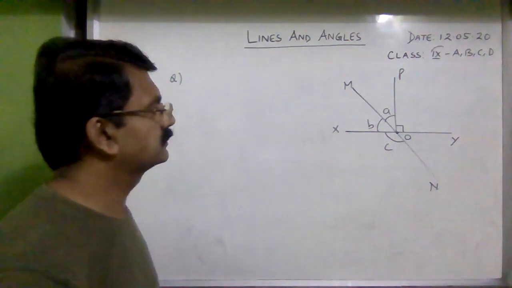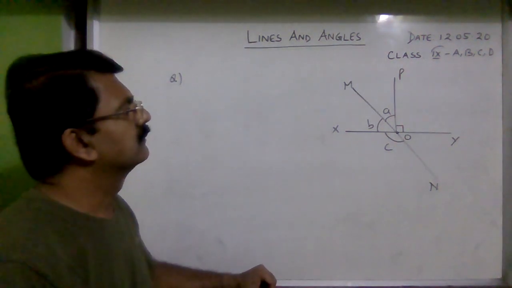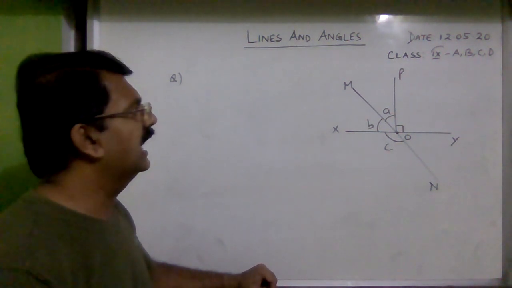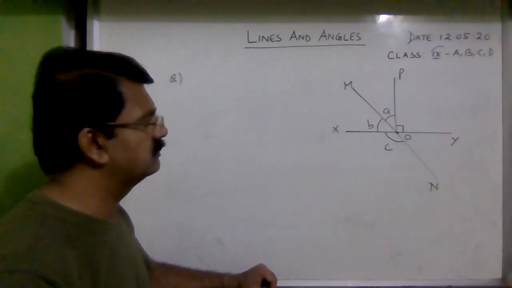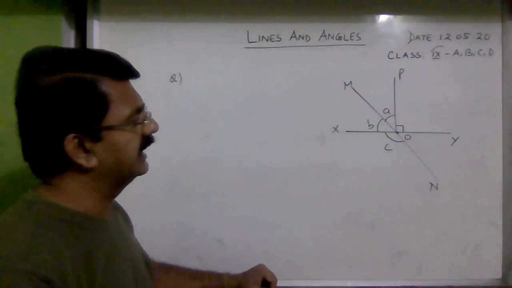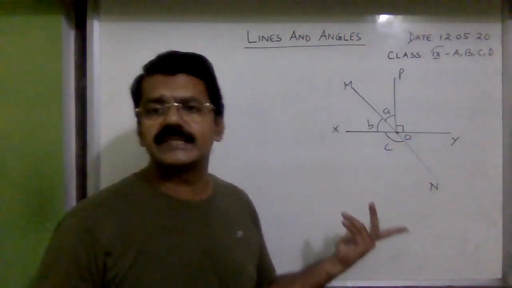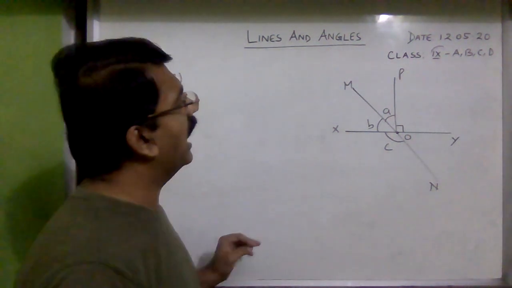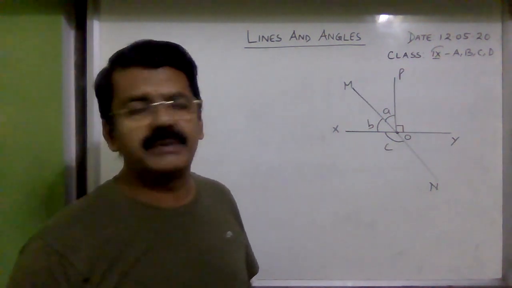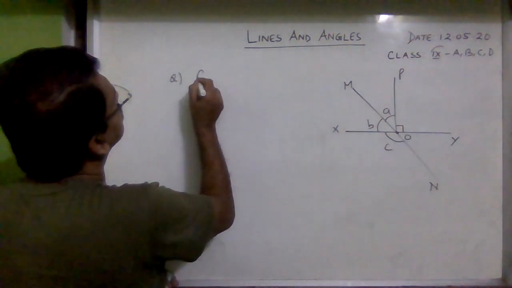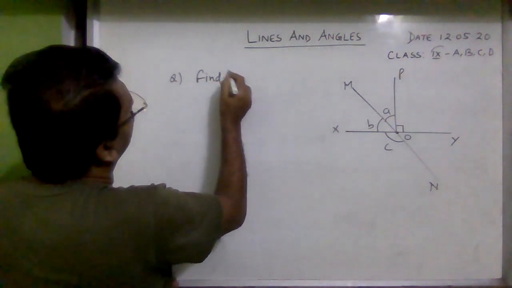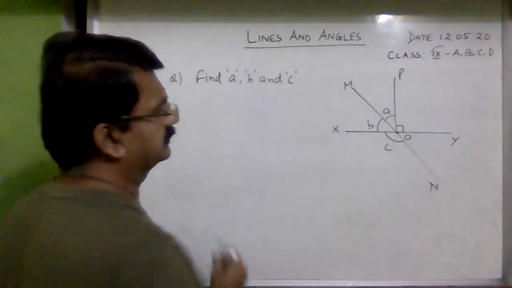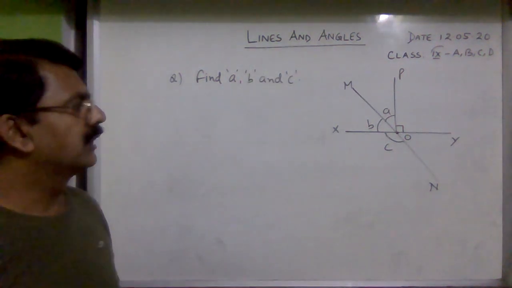Now you see in this diagram they have given that angle POM is A, angle XOM is B, angle XON is C, and angle POY is 90 degrees. MN and XY are straight lines. So you have to find A, B and C. This is the question.